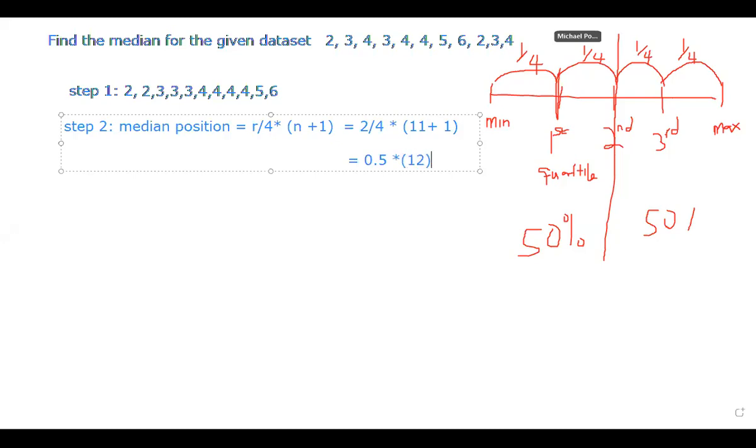Now 0.5 times 12 is equal to 6. Okay, good. But don't forget, this is the position. So we are talking about the sixth position, not the number 6. Good. So let's look at the final step.